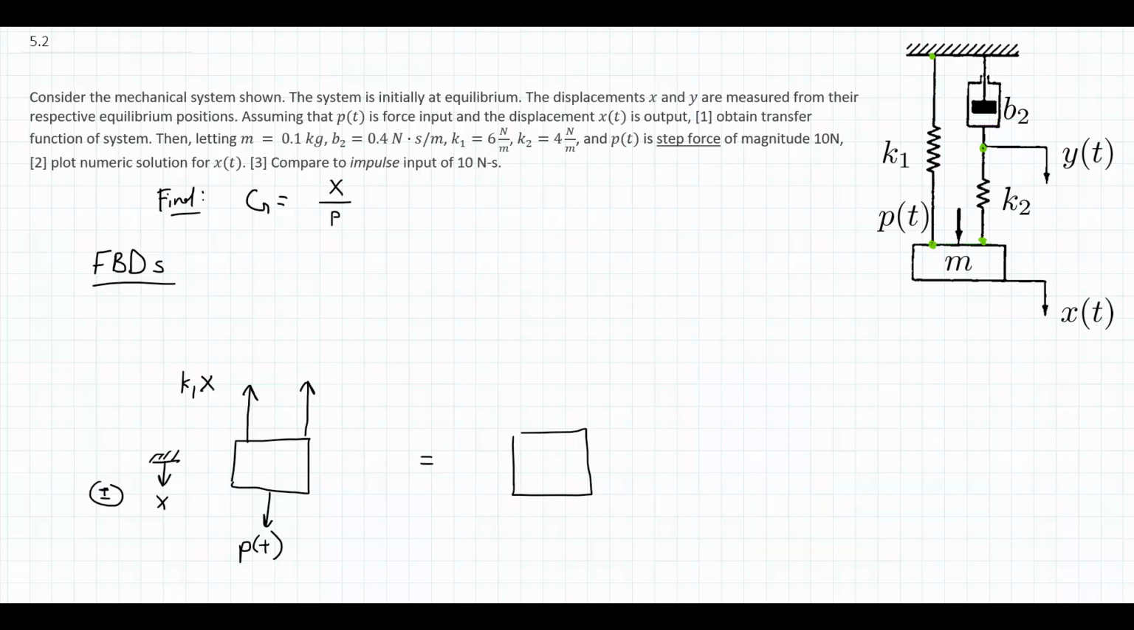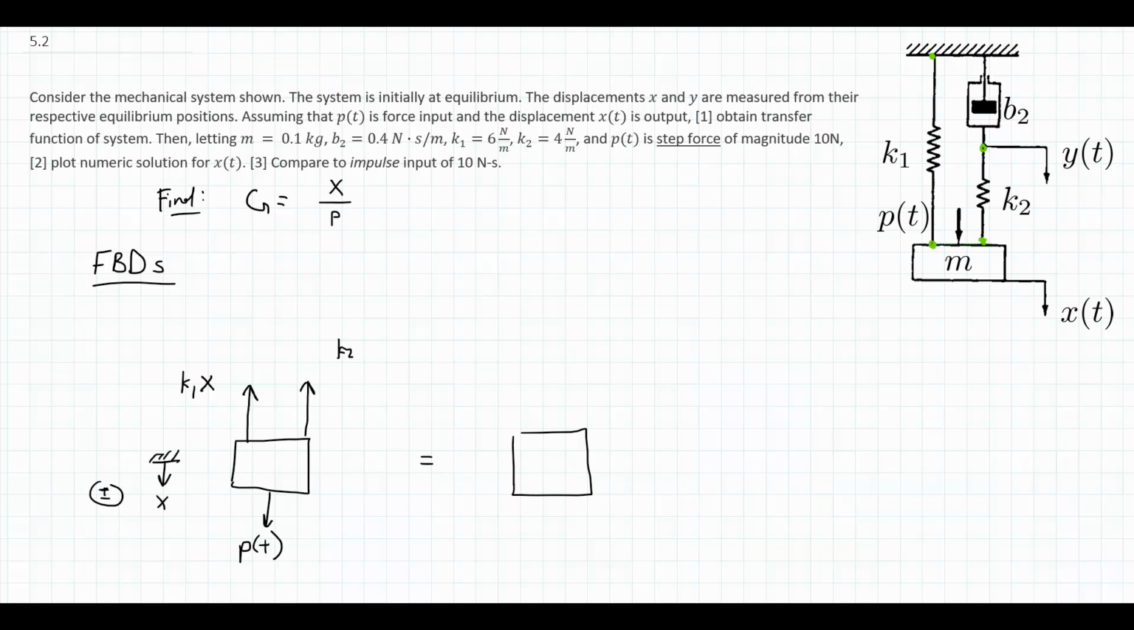I also want to note that this mass does not directly touch the damper B2. So the damper will not be in this picture. It does affect the mass indirectly, as we'll see through the equations in a moment. But in this picture, the damper isn't there because the damper does not directly touch M. I'm only seeing what directly has a force on M.